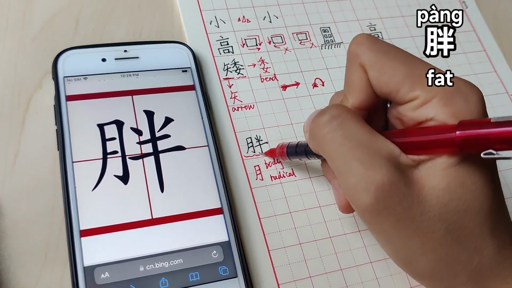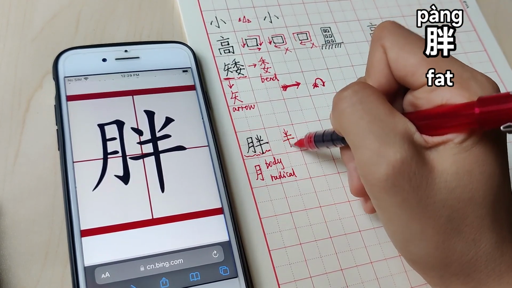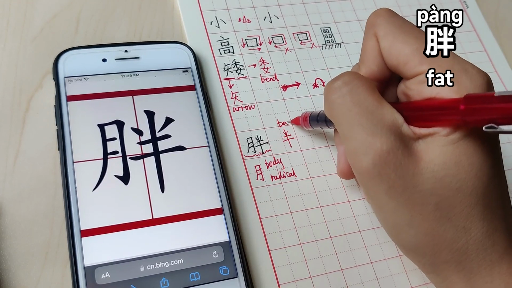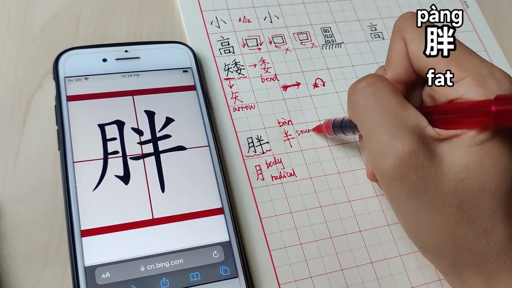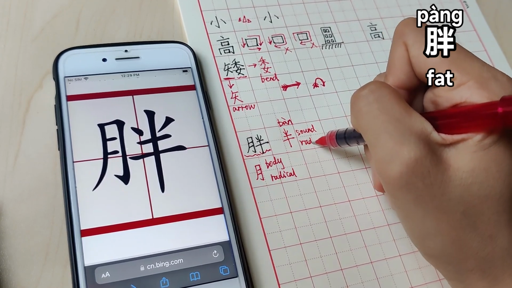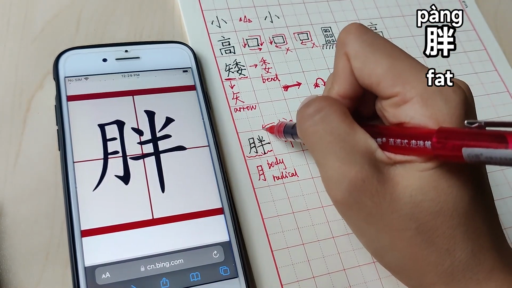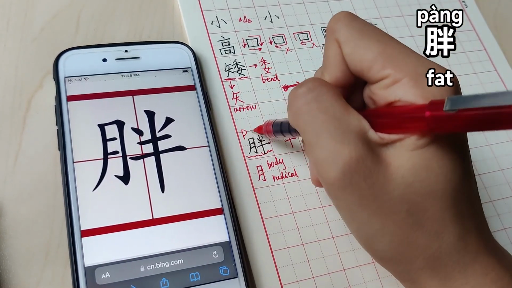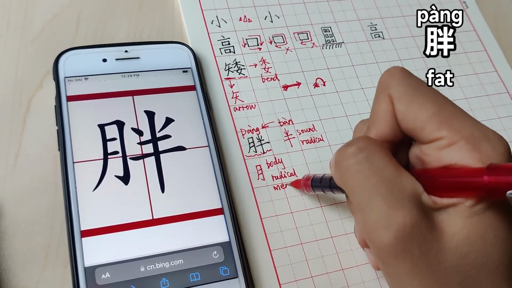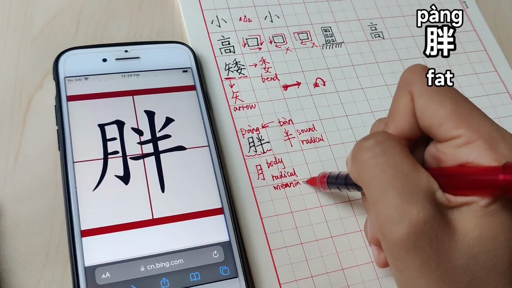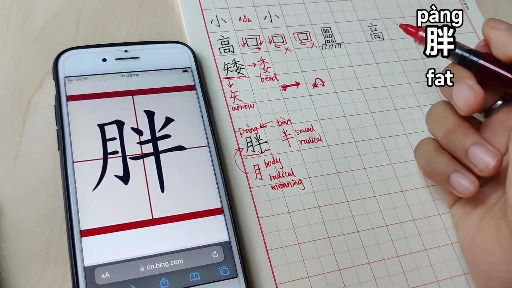And as for this part, this is the ban. Technically, this is the sound radical because it brings the sound to this word pang. And this is the meaning radical. So it brings the meaning to this word.